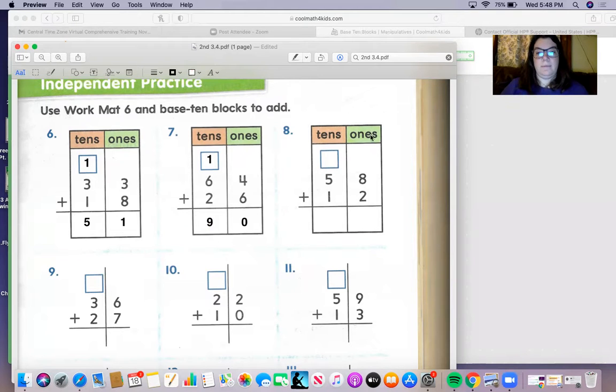All right. 58 plus 12. 8 plus 2 is 10. 0 units and 1 ten. 1 plus 5 is 6. 6 plus 1 is 7.